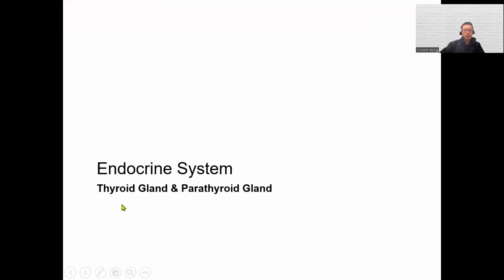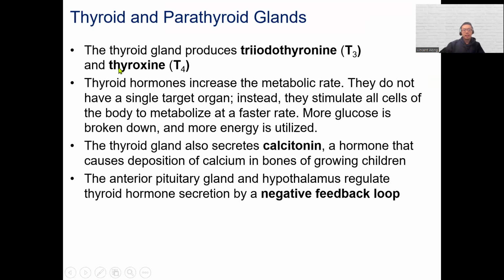Okay, next we're gonna do the thyroid gland and the parathyroid gland. Some of this we have seen already. So let's see. Thyroid gland first. Thyroid gland produces something called triiodothyronine and thyroxine. We can just call them T3 and T4. As you can tell from the name, it uses iodine to make the hormone. And it's the only gland in the body that uses iodine.